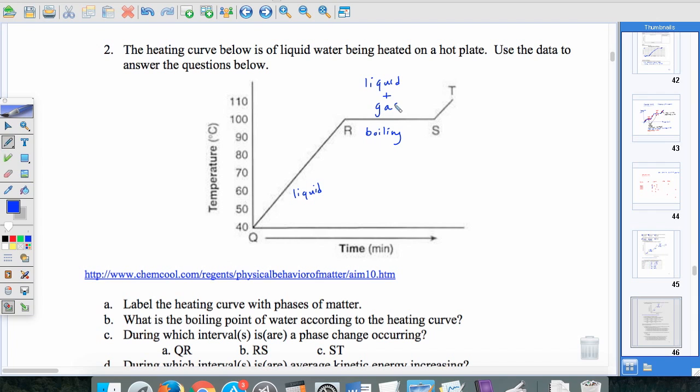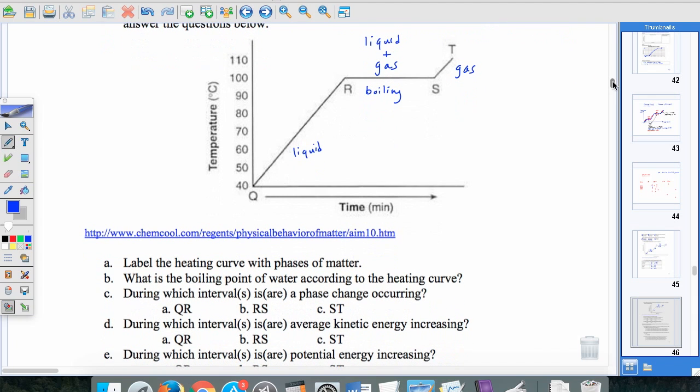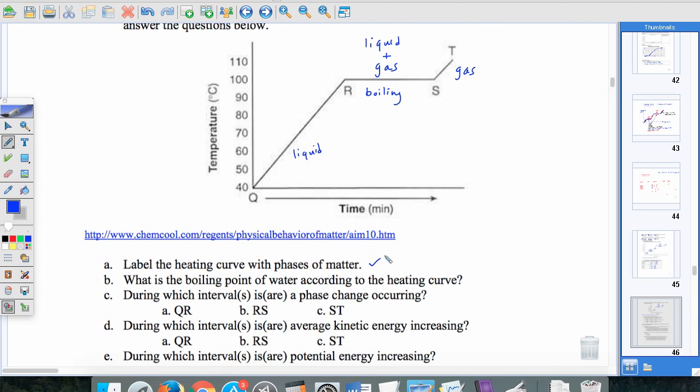So that's going to be liquid and gas. And then this is going to be gas over here. Okay, label heating curve with phases of matter. Oh, just did that. What's the boiling point of water according to the heating curve?